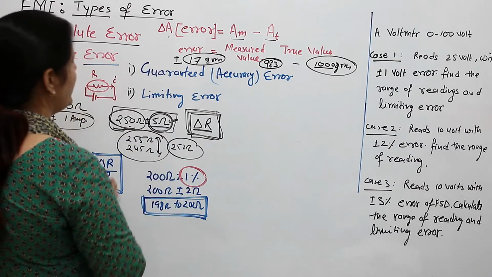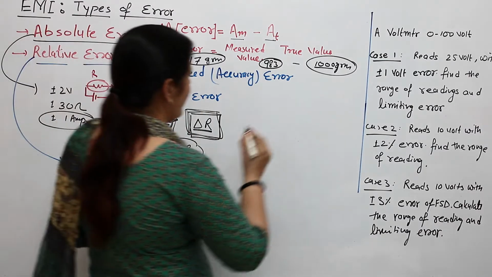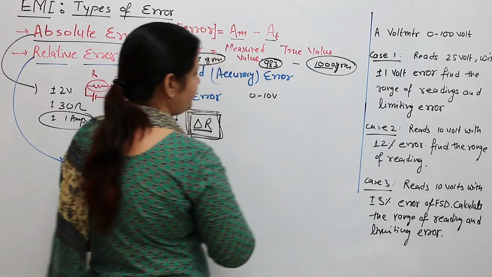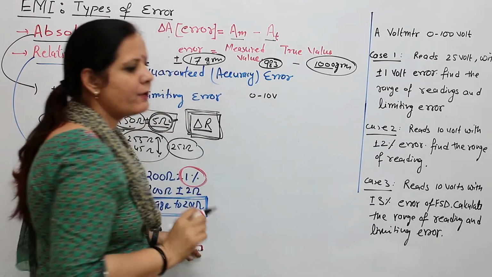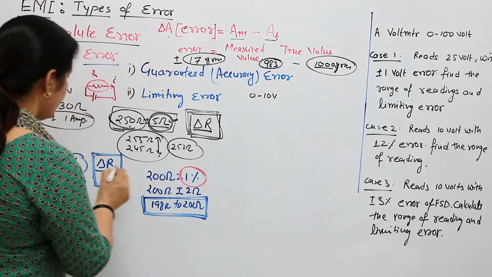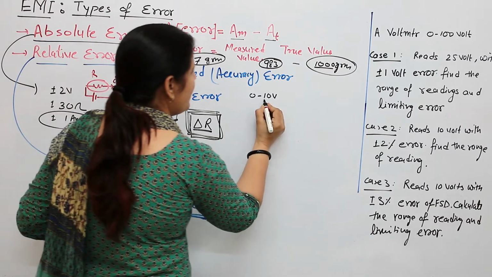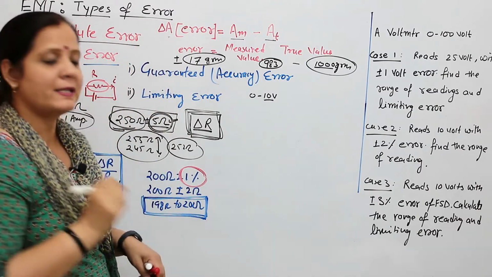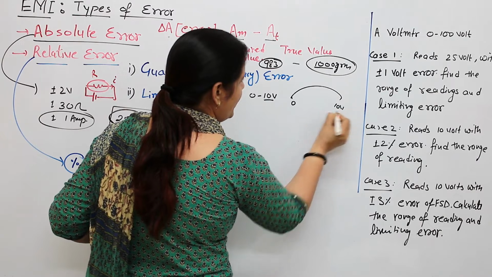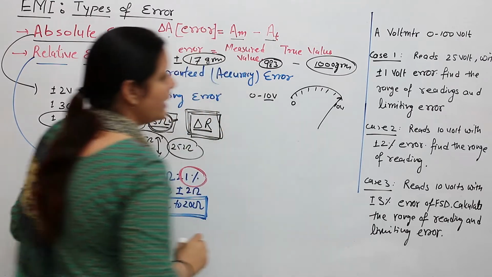Okay, so what is the difference between guaranteed error and limiting error? For example, you are having a voltmeter that has the range in 0 to 10 volt. Okay, so in guaranteed error we will mention the error with respect to the full scale deflection. This reference value will be full scale deflection, means maximum value that is deflected by the measuring unit. This voltmeter has such kind of pointer, and here it will be 0, here it will be 10 volt. Okay, and pointer can be placed anywhere according to the measuring unit.